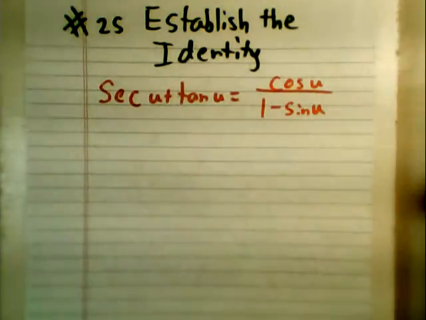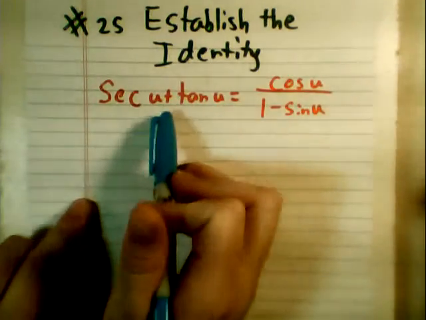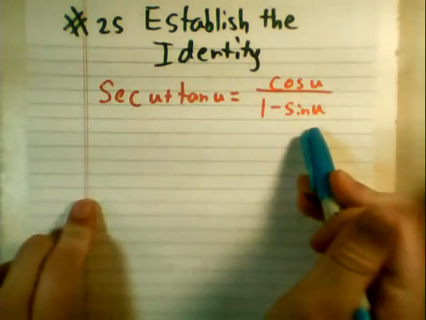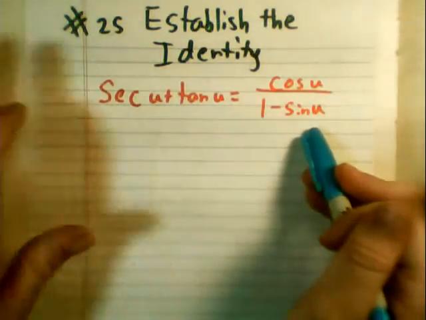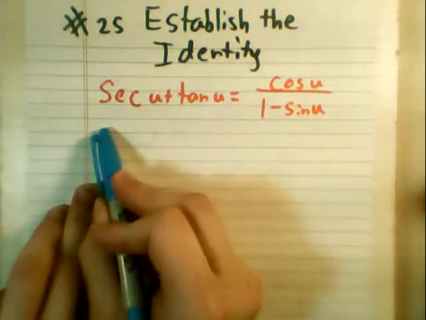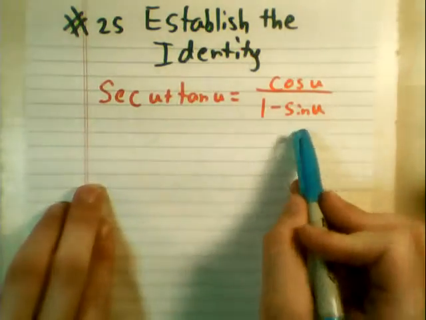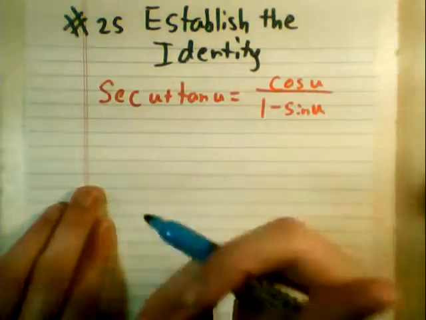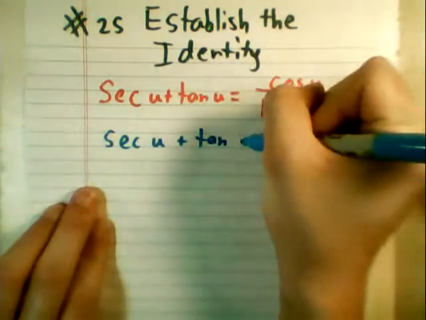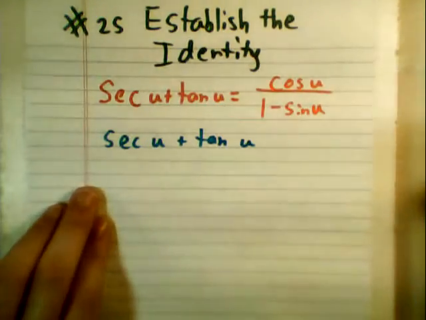On number 25, it wants you to establish the identity secant u plus tangent u equals cosine u divided by 1 minus sine u. So, when you're trying to establish the identity, let's pick a side and work with it. We should pick the side that is not already in terms of cosine and sines, so let's work with this side. So we have secant u plus tangent u.